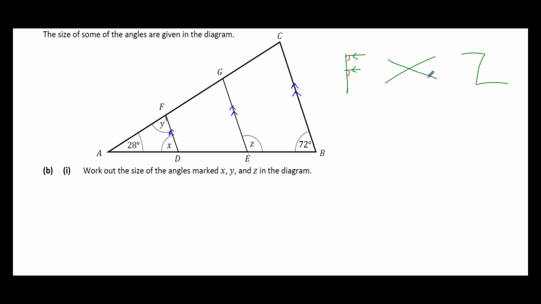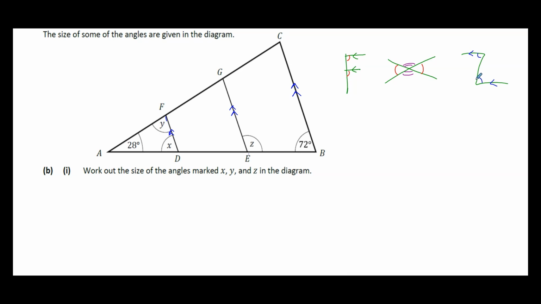Then when we have the letter X, these two angles will be the same, and as well, this one will be the same. So they are called vertically opposite angles. And then we have the letter Z, and again, this line is parallel to this line, and that means this angle here will be the same as this angle here, and they are called alternate angles.